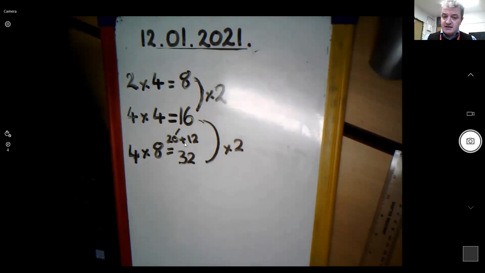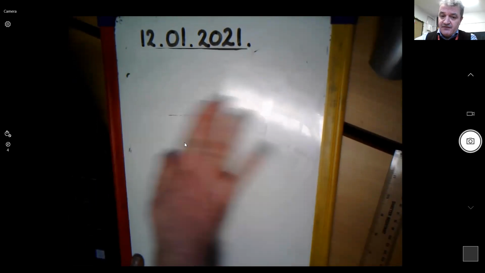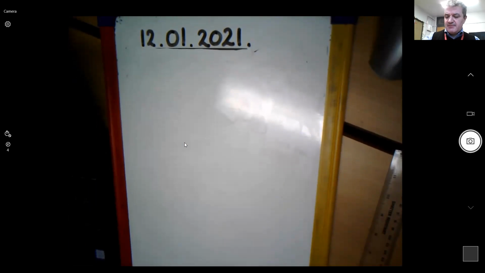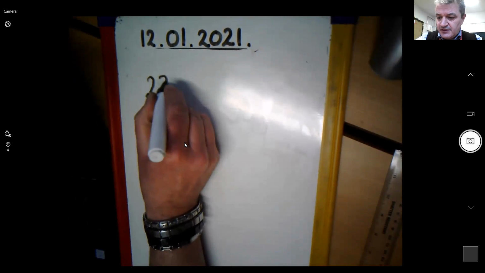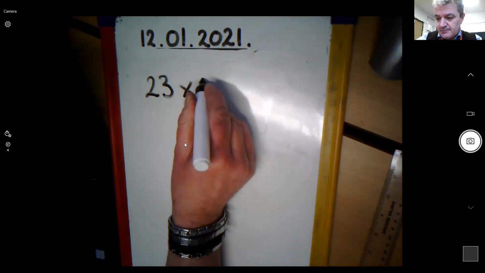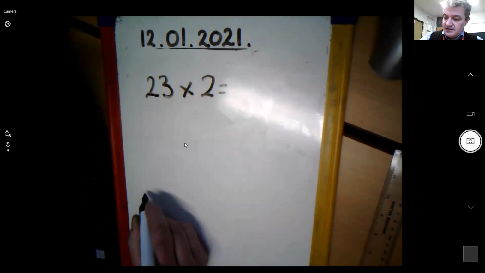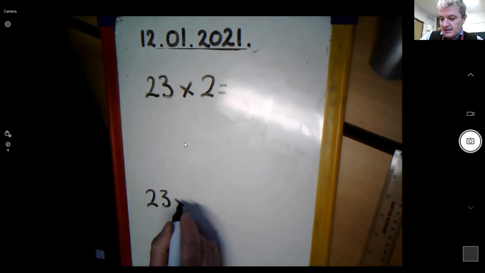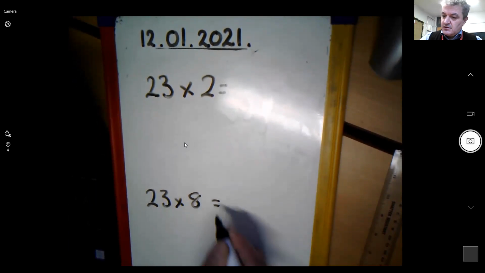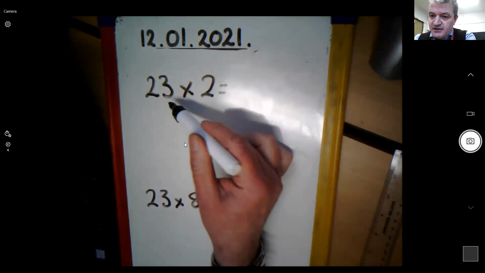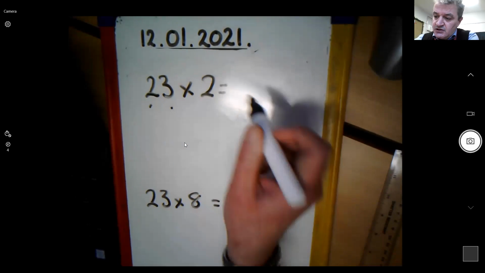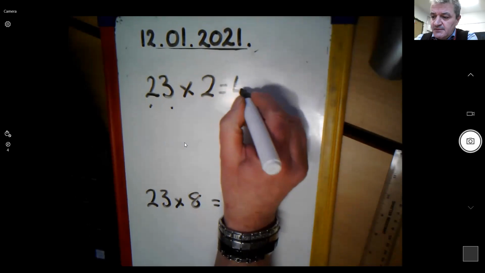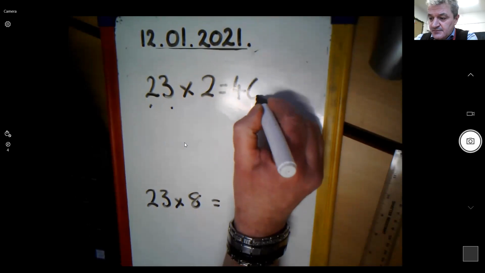If I double the answer, it gives me a method if I don't know my times table. Now, why might that be useful? If I say here, 23 times 2, and 23 times 8. Okay, let's just have a think. What's double 20 and double 3? Double 20 is 40. Double 3 is 6.